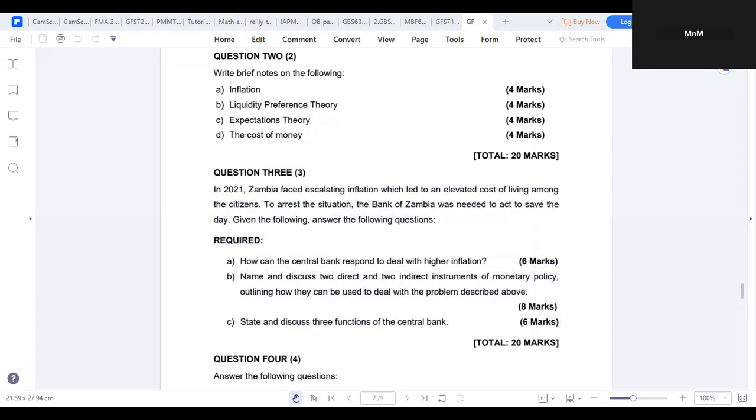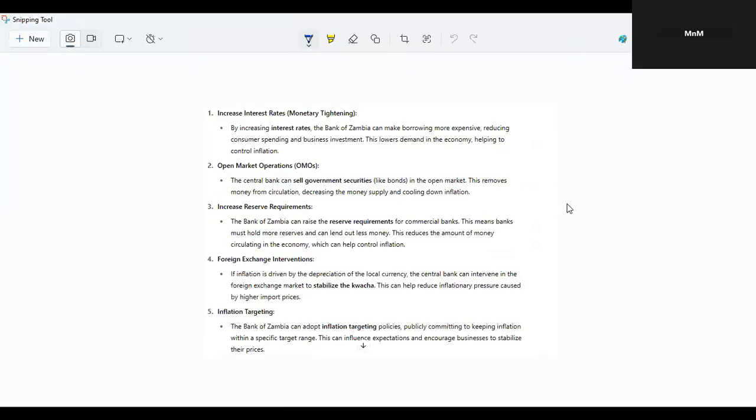So you've heard of the OMO system, right? The central bank is mandated to act on behalf of the government to use different ways in which to respond to a high inflation rate. One of the ways the central bank will combat inflation is, number one, to increase the interest rate. By increasing the interest rate, the Bank of Zambia will make borrowing more expensive. So they reduce consumer spending and investment. This will lower the demand in the economy, so to help control inflation.